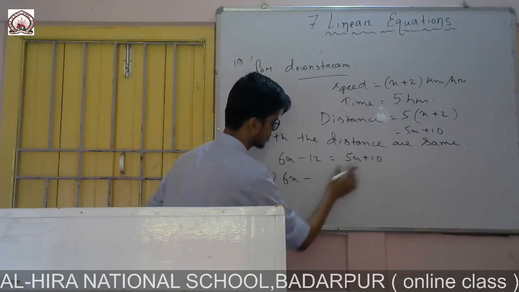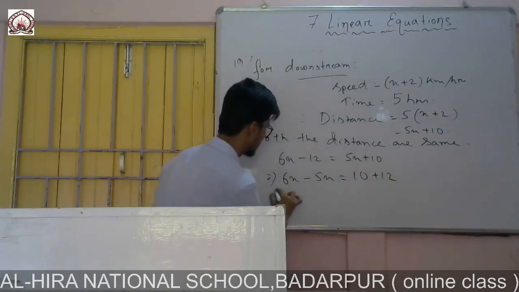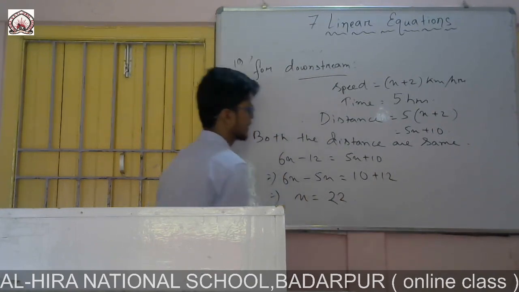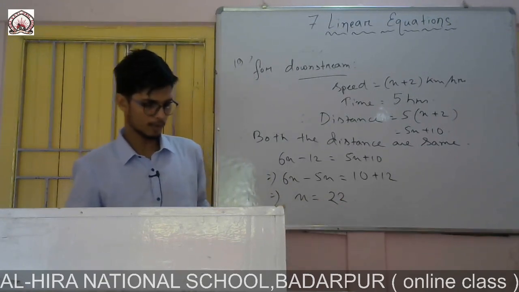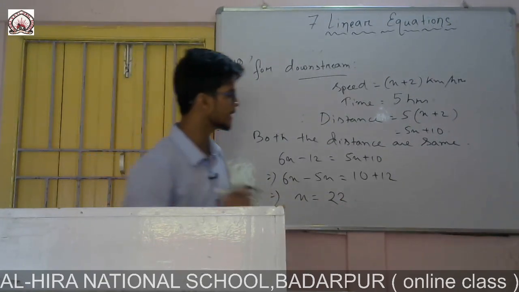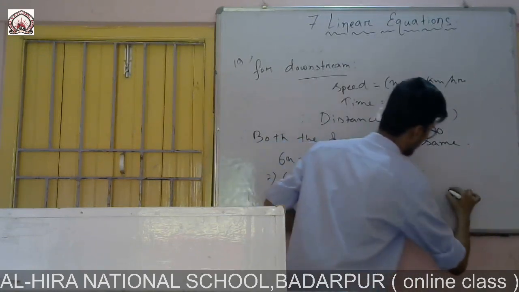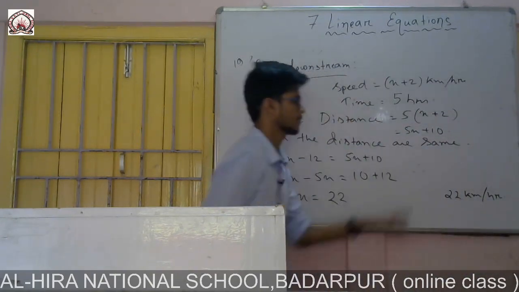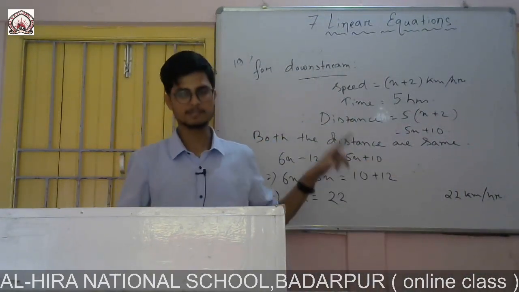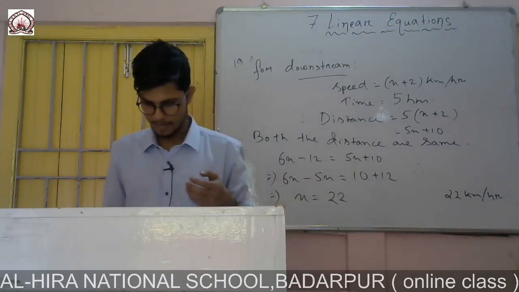6x, if I change this one, it will be minus 5x, and 10 plus 12. 6x minus 5x is x equals 22. That means the value of x is 22. So I can write, therefore the speed of the boat in still water will be 22 km per hour. You write the full line. Therefore the speed of the boat in still water is 22 km per hour.